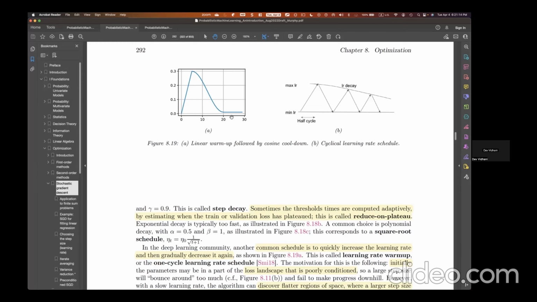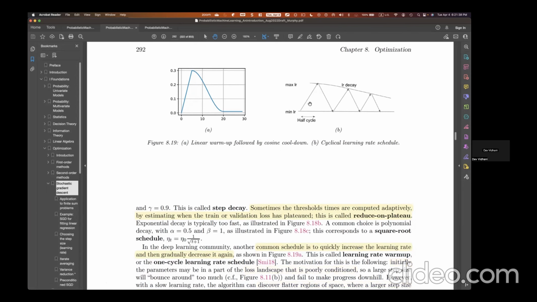So this is a very common learning rate schedule that I've seen almost everywhere. So like learning warm up followed by cosine cool down rate. It's very, very popular. And as said here in the deep learning community, another common schedule is to quickly increase the learning rate and then gradually decrease it again. I've seen it in many papers.